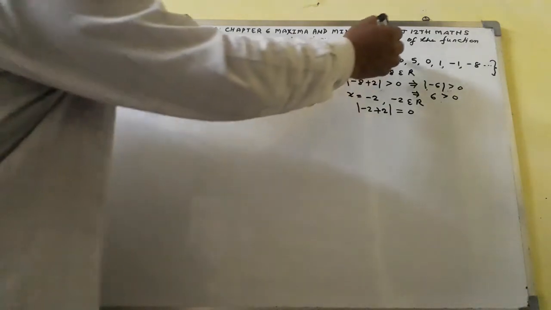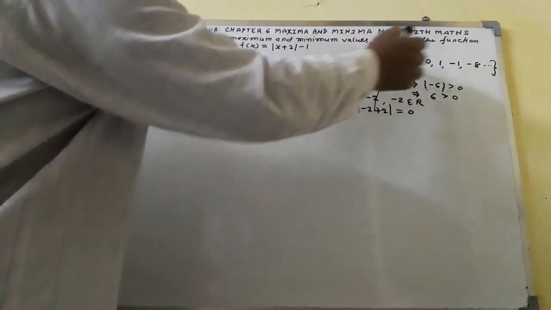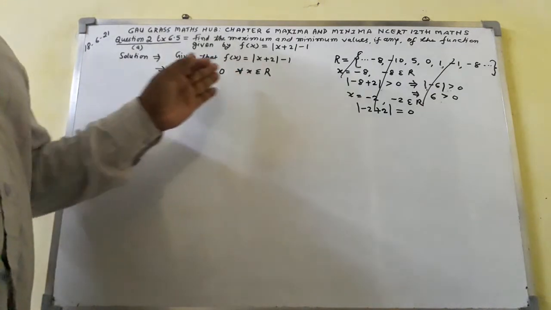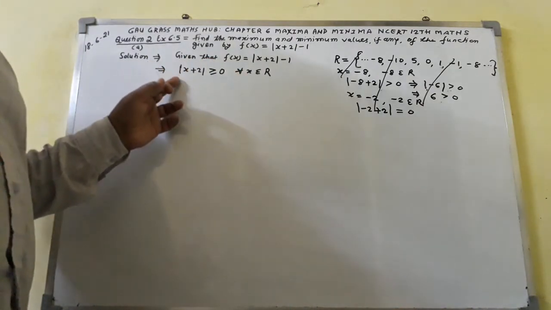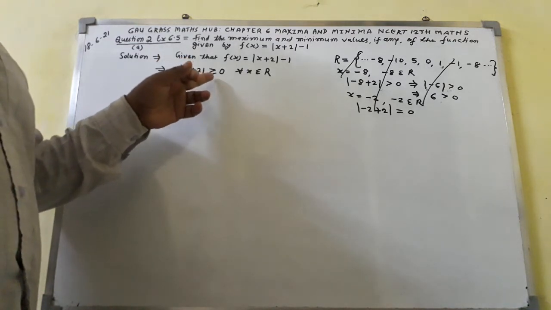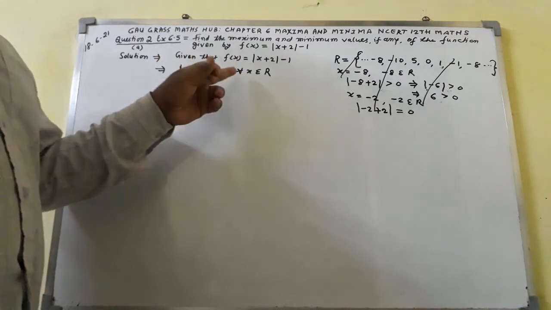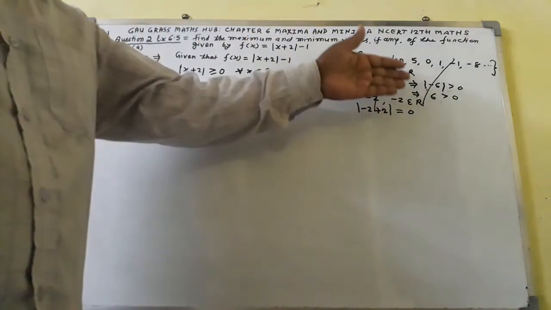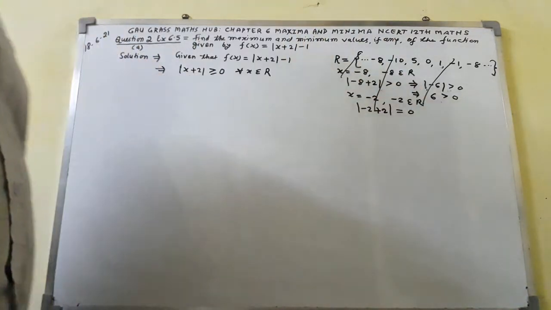So this is the rough work I am going to cross out for understanding purposes. So this inequality is true: mod x plus 2 mod is greater than or equal to 0 for all x belonging to the set of real numbers. I have explained through this example.